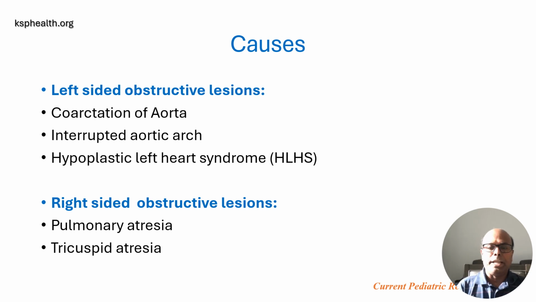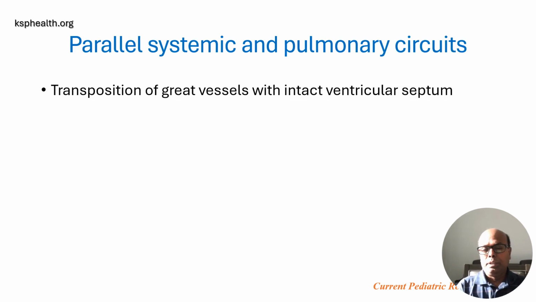The causes of left-sided obstructive lesions are coarctation of aorta, interrupted aortic arch, and hypoplastic left heart syndrome. The right-sided obstructive lesions are pulmonary atresia and tricuspid atresia. The parallel systemic and pulmonary circuits without any connection are seen in transposition of great vessels with intact ventricular septum.